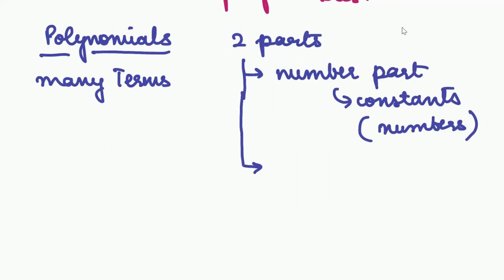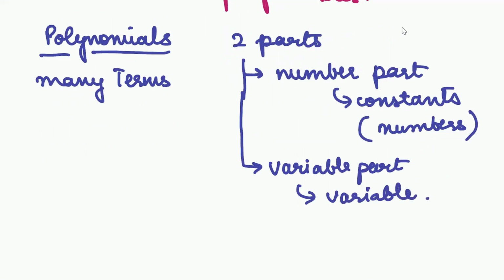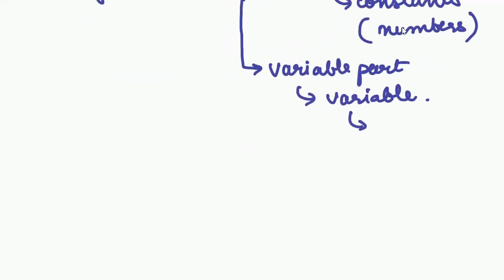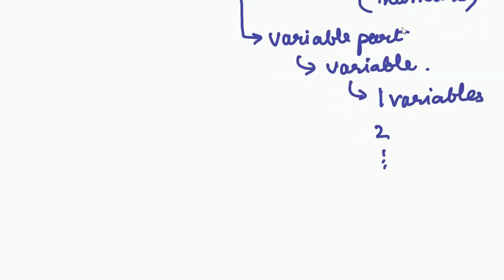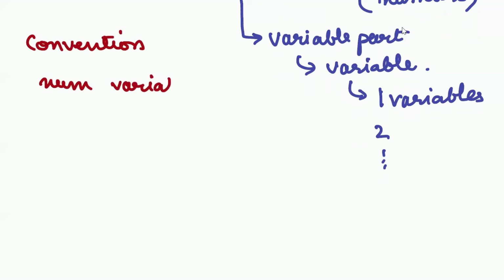The second part of the term is the variable part, which, as the name says, is variable. Hence, we don't know its value. Now, these variables can be one variable or multiple variables, two and so on. Depending on that, we call it univariable or multivariable. Generally, we deal with the univariable ones. So, the convention is that we write the number part followed by the variable part.